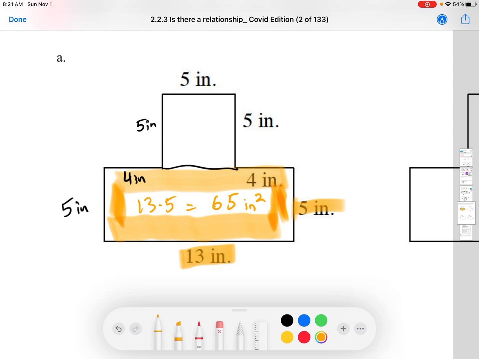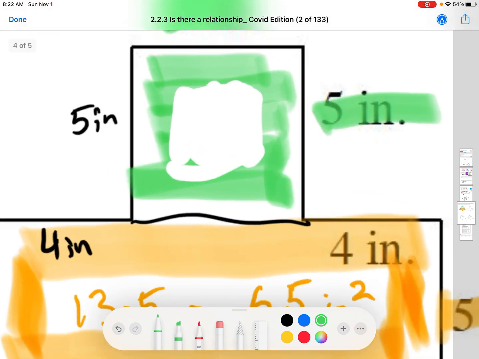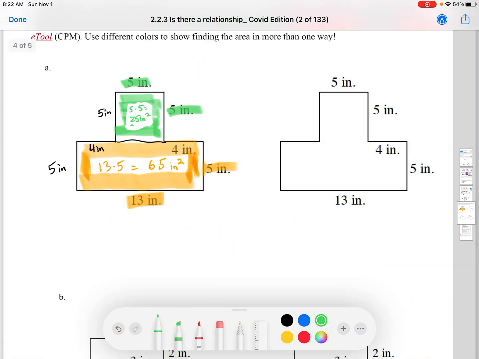Okay, so now I need to do the top one. Let me choose a different color. Let's choose green. So what I'm doing again is looking for the area of that piece right there, so I'm going to clear out a spot in the middle to find the area of that. I find that I'm going to need that as a 5 by 5. So I could just do that multiplication, 5 times 5, to give me what? 25 square inches, inches squared. There we go. I said use different colors to show that you didn't have to.